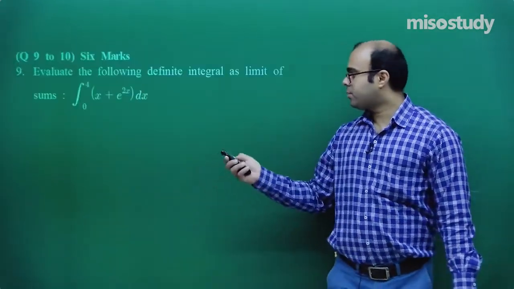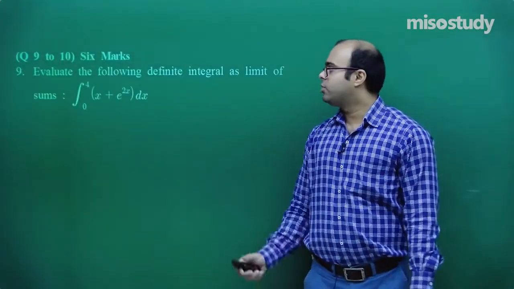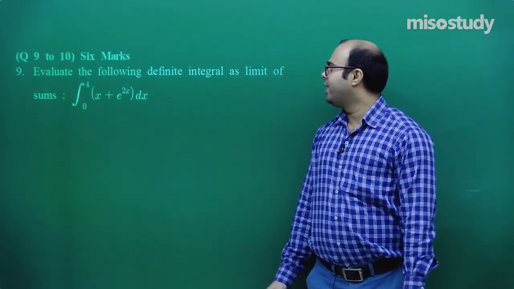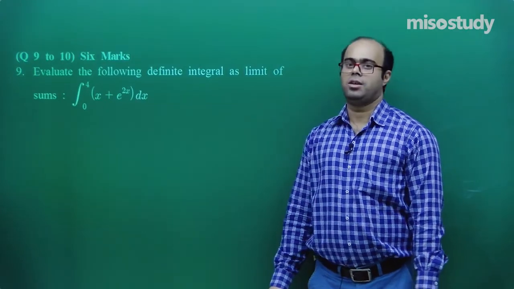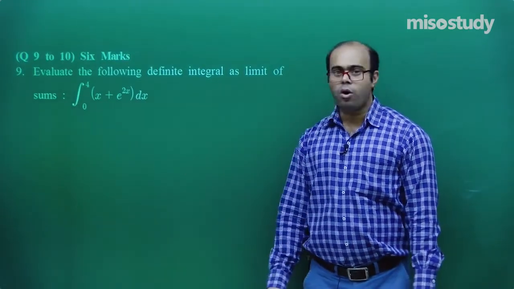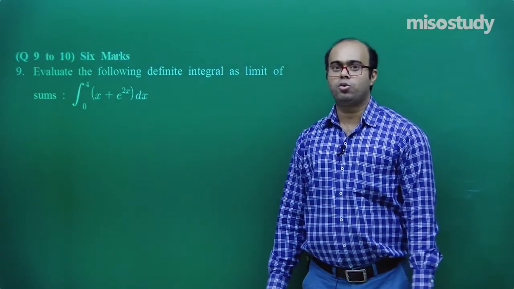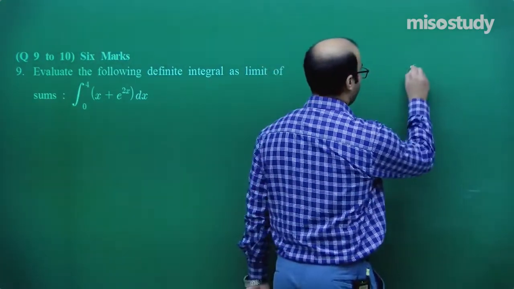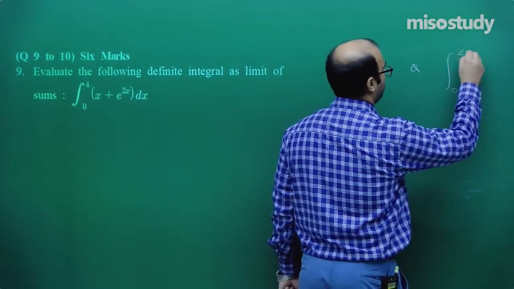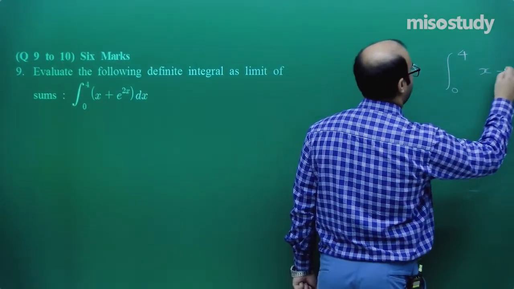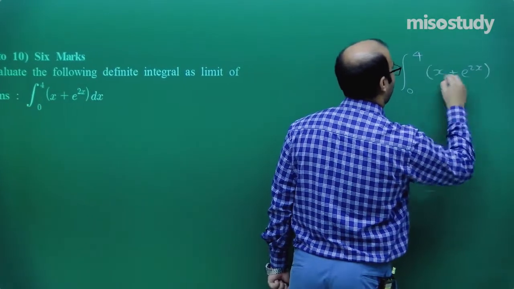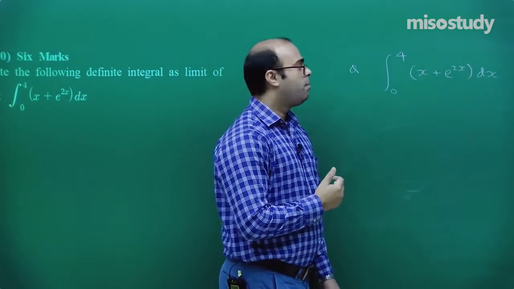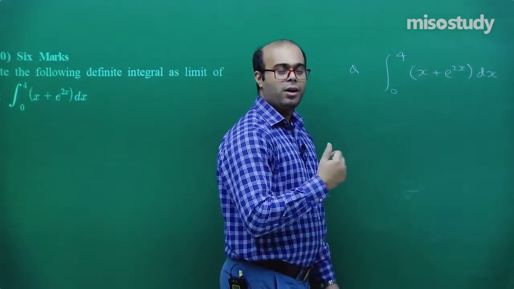Next, let us come to the 9th question, which is a 6 marks question. It is saying evaluate the following definite integral as limit of sums. So it is integral 0 to 4 of (x plus e to the power 2x) dx. So you have to find the integration of 0 to 4 of (x plus e to the power 2x) dx, and it is quite easy if you do it by the fundamental theorem of calculus, but we don't have to do it that way. How do we have to do it?